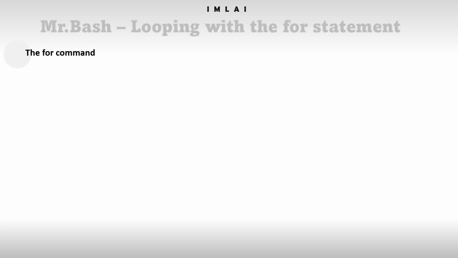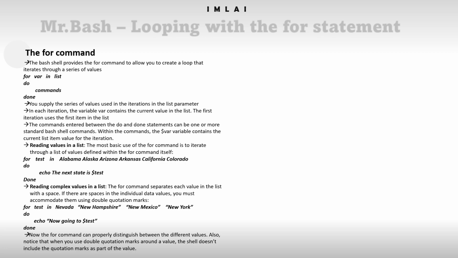So the bash shell provides the for command to allow you to create a loop that iterates through a series of values. So each iteration performs a defined set of commands, using one of the values in the series. So here is the basic format that you can see on top of my screen. Here is the basic format of the bash shell for command.